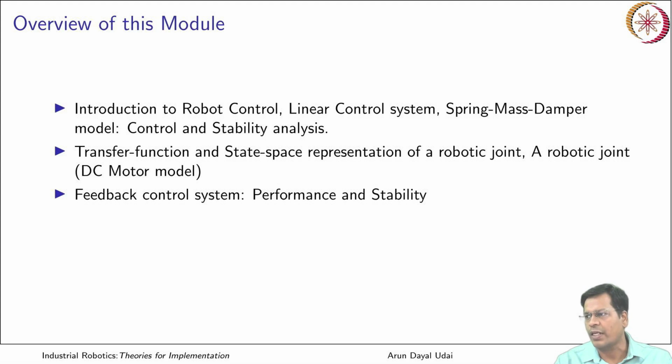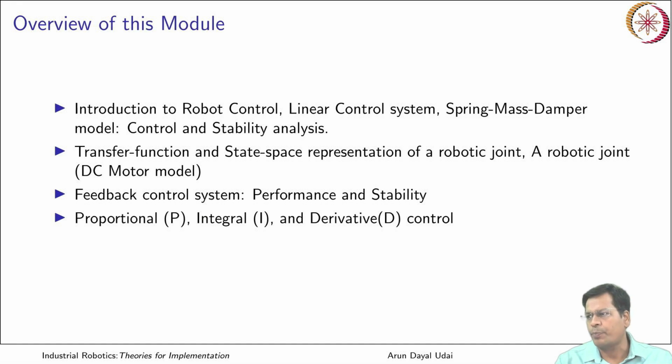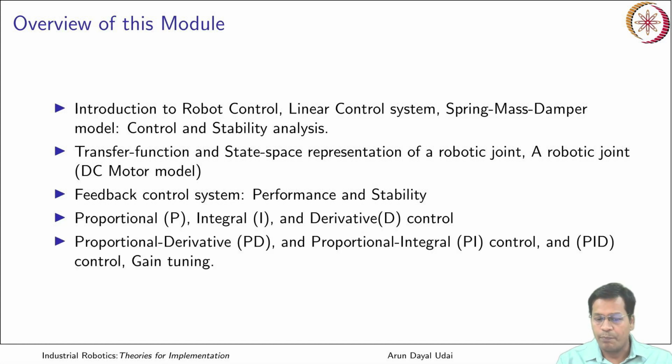Feedback control system, we'll try to understand what it is, what it means, how it works, and how it is implemented in a robot. Performance and stability we'll discuss. Proportional, integral, and derivative control is the most commonly used kind of control in industrial robots, so we'll familiarize ourselves with this. I'll discuss PD control, that is proportional derivative control, proportional integral control, and the combination of all three, that is PID control, and gain tuning in particular we'll discuss towards the end of this module.